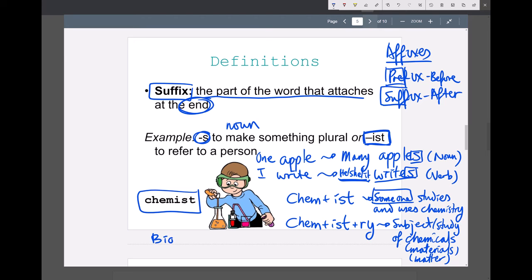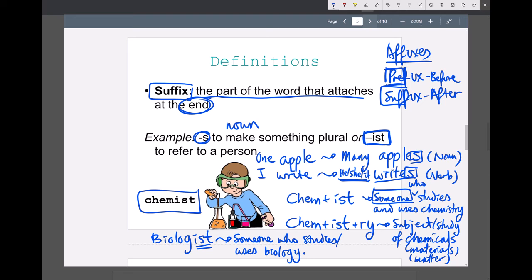So biology, but instead of biology, you can say biologist. So this is someone who studies, I need to write who here, who studies or uses biology, or someone who studies life, a biologist. So lots of possibilities and lots of ways you can combine word parts to make new words.